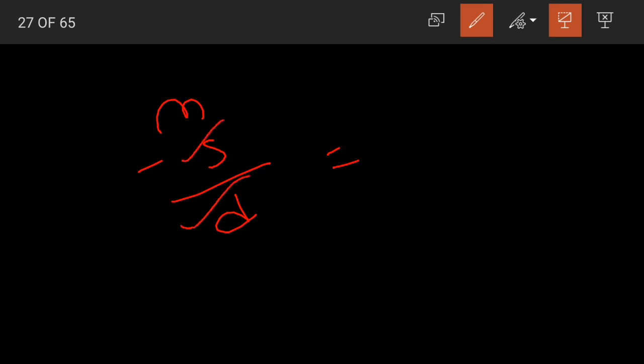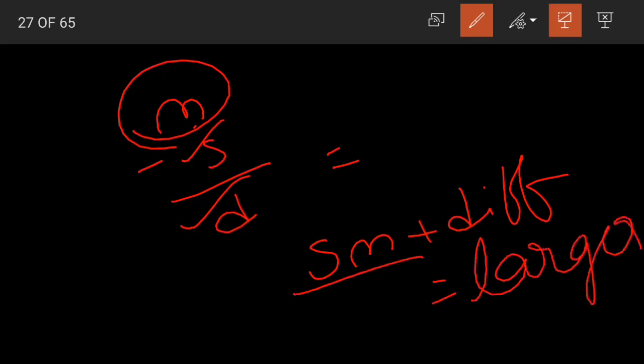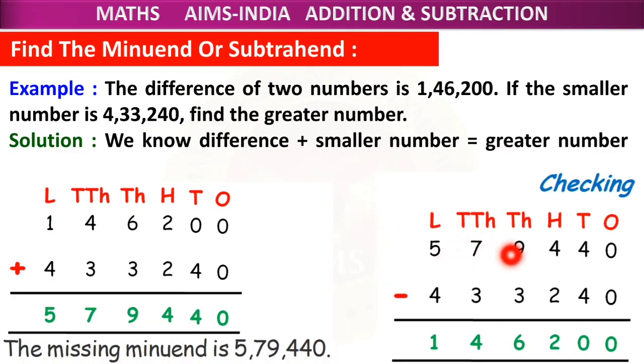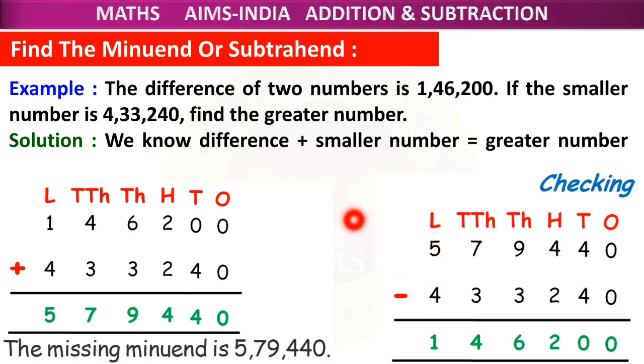We had the subtrahend and the difference. To find out this larger number, what did we do? Smaller number plus difference gives us our larger number. Clear? Again, how did we check our answer? We subtracted the smaller number from the larger number, and the difference we got is the same as the difference given in the question. So the minuend we have found is the correct one.